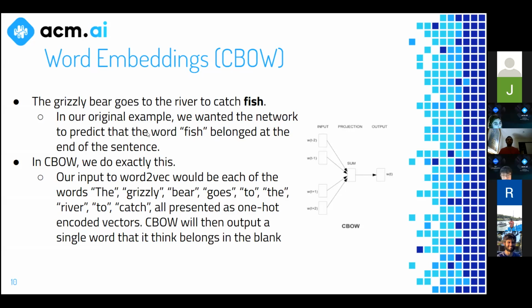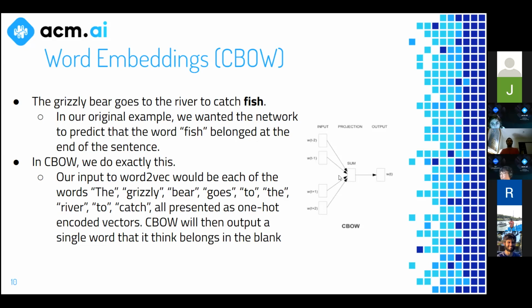So we wanted to predict that the word fish belonged to the end of the sentence. This is the idea that we use in the continuous bag of words. The input would be a bunch of one hot encoded vectors, and the number of one hot encoded vectors would depend on the length of the sentence. I think it was about 5 words before the fish part. So those words would each be an input into our CBOW model.